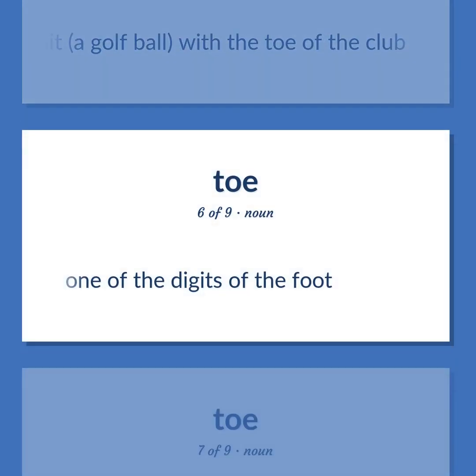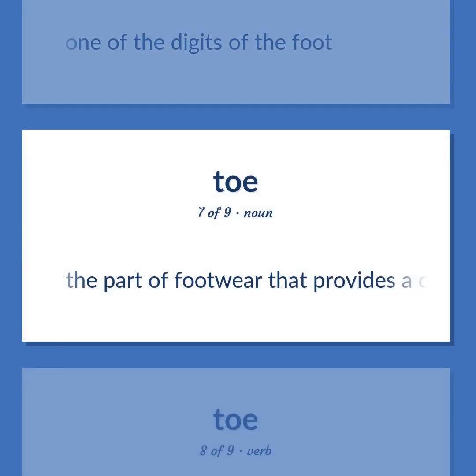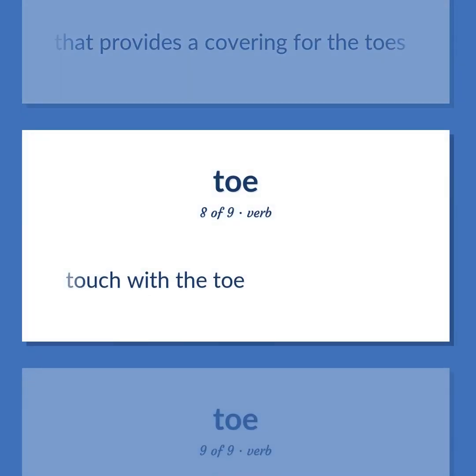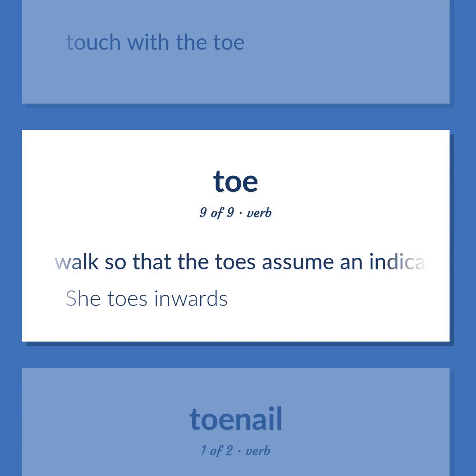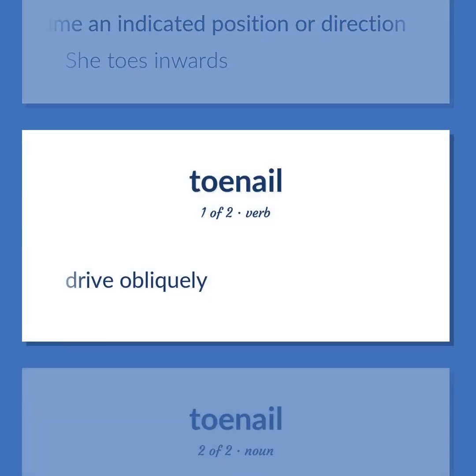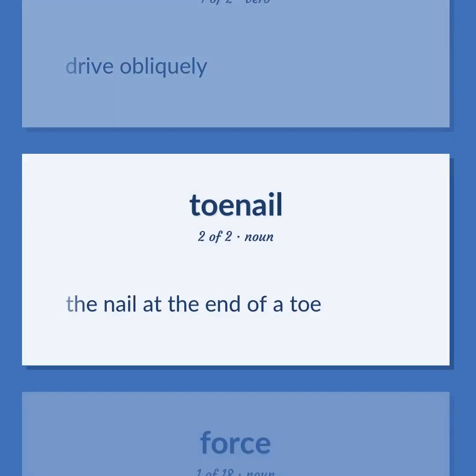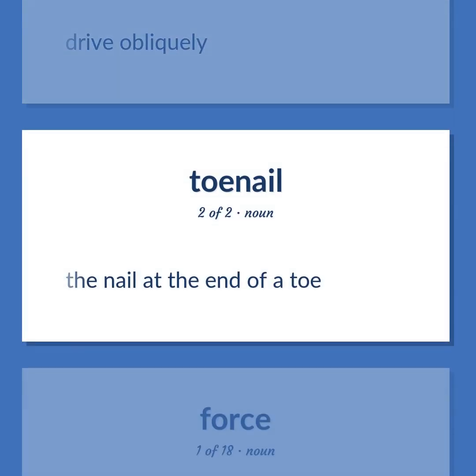One of the digits of the foot. The part of footwear that provides a covering for the toes. Touch with the toe. Walk so that the toes assume an indicated position or direction. She toes inwards. Drive obliquely. The nail at the end of a toe.